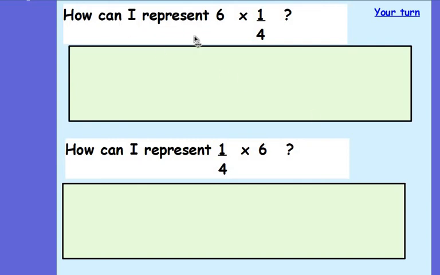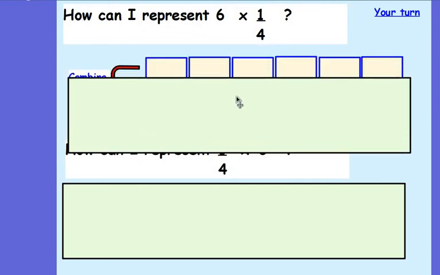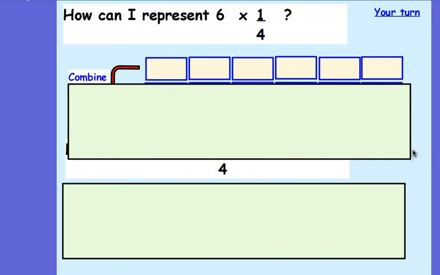For the first one, I wanted to represent 6 times a quarter, so I need 6 bars. Each of those bars I'm going to split into 4 pieces, just as before, because I've got a 4 as my denominator. How many parts do I need to shade in on each of those bars this time, Caitlin? 1, because I'm looking at 1 quarter. Perfect. Let's shade those in now.